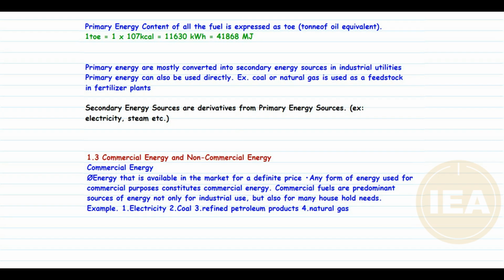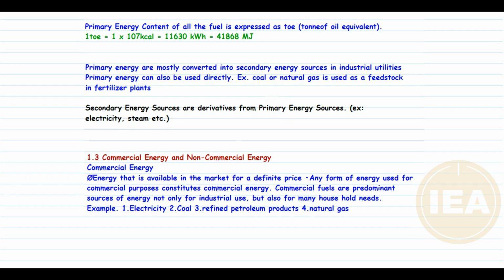Secondary energy sources are derivatives from primary energy sources. Example, electricity, steam, etc. So whenever there is some kind of utility which is converting it into a different form, then you will get secondary energy. Primary energy is mostly basic in nature, which is directly taken from the earth.